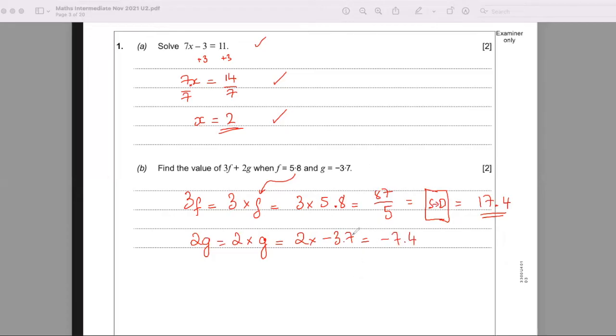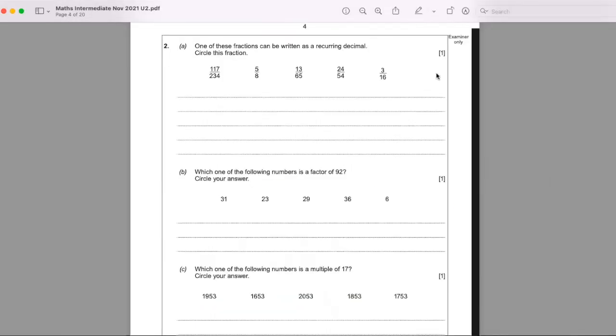Okay, so once you've got the answers for both of them, remember your expression is 3f plus 2g, so 17.4 plus minus 7.4. Don't forget this minus here. This is where people usually make mistakes and lose the mark. So plus and minus make a minus, so you've got 17.4 take away 7.4. With the calculator, I know it's 10, which you can plug into the calculator and just check your answer at the end.